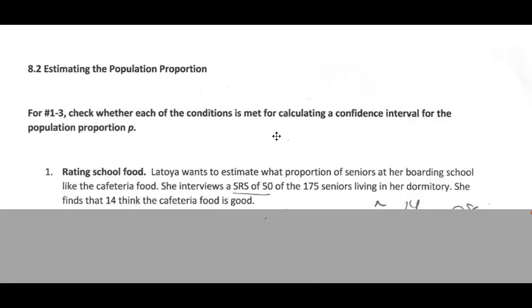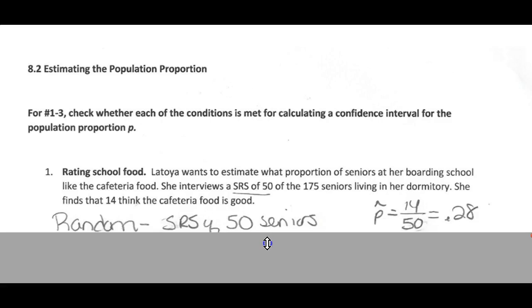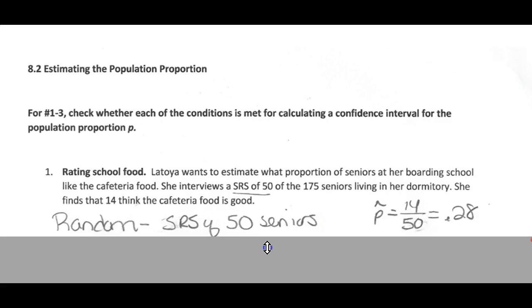Rating school food. LaToya wants to estimate what proportion of seniors at her boarding school like the cafeteria food. She interviews a SRS of 50 of the 175 seniors living in her dorm. She finds that 14 think the cafeteria food is good. Okay, so let's go through this. Is it random? Yes, there was a simple random sample of 50 seniors.